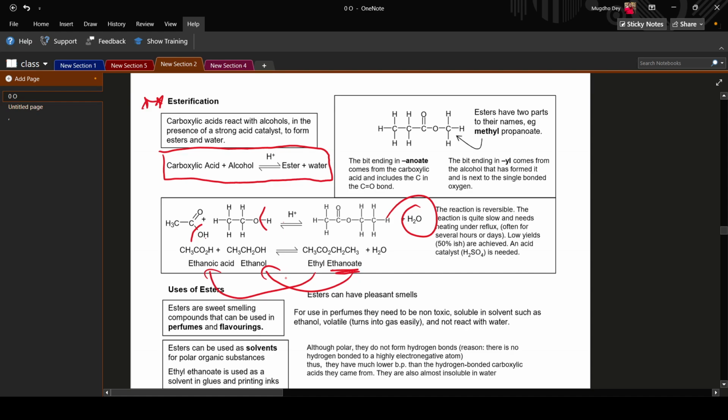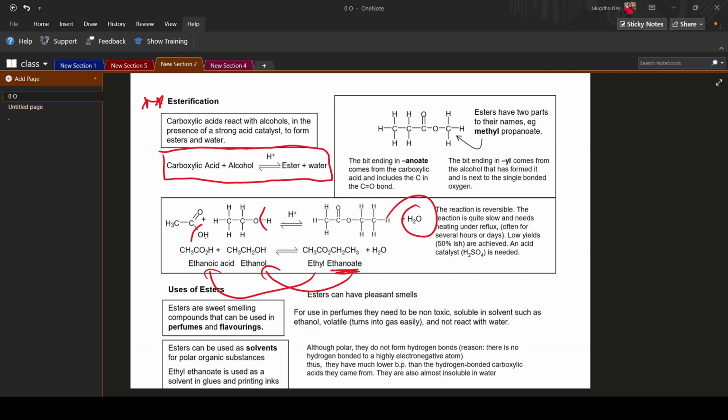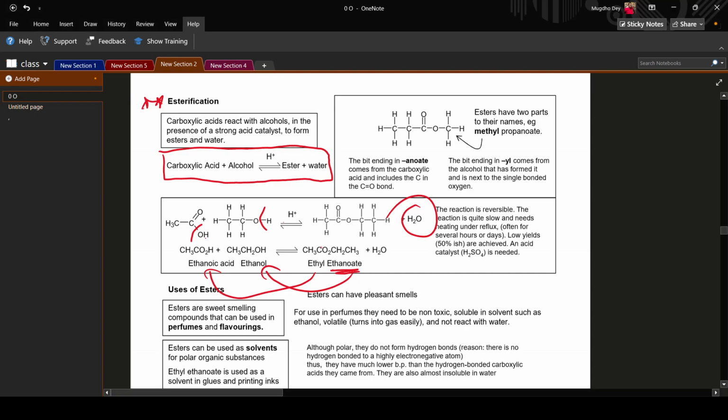Did you understand what I tried to say? The naming. These are pretty simple. By the way, this H+ that you see is coming from H2SO4, sulfuric acid, used as a catalyst. Nothing else. And esters have two parts. Sorry, I made a mistake. The ethanoate part comes from the carboxylic acid, and this one comes from the alcohol.